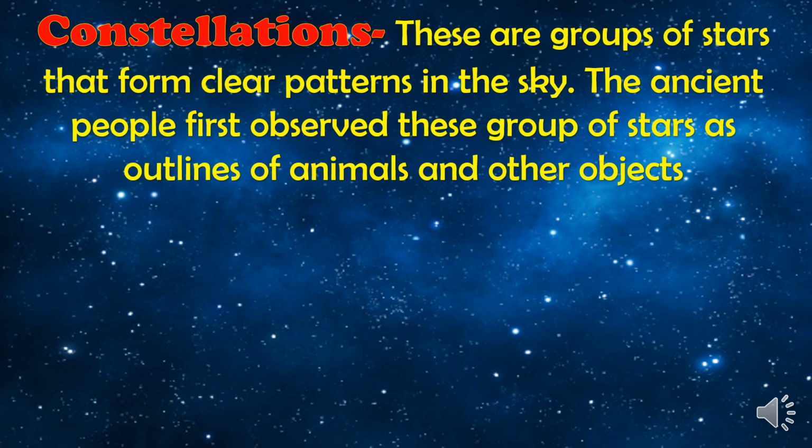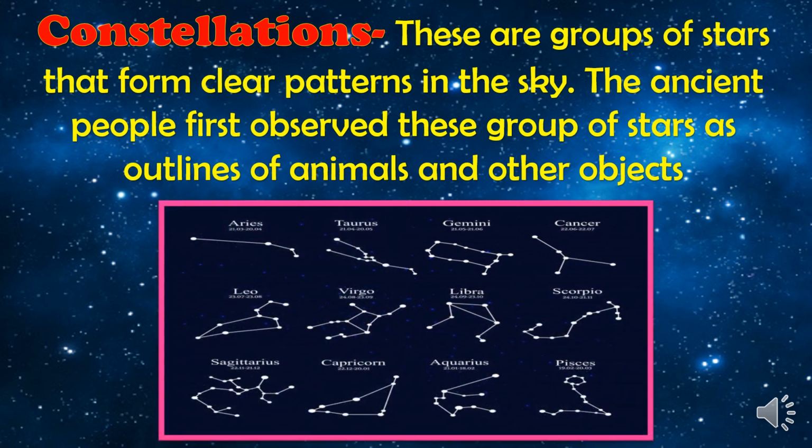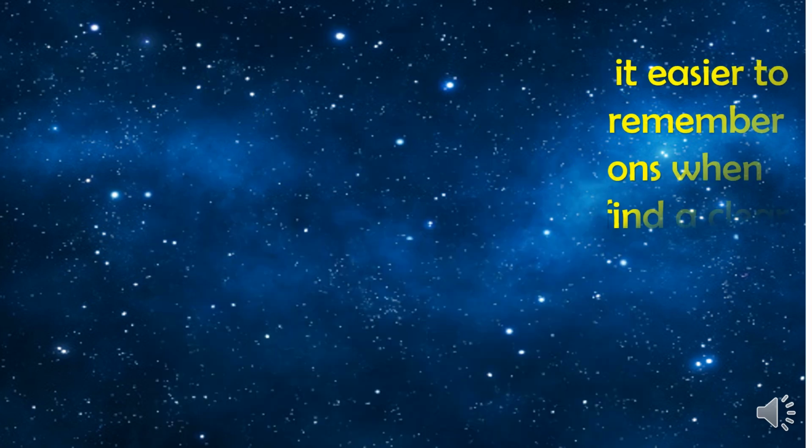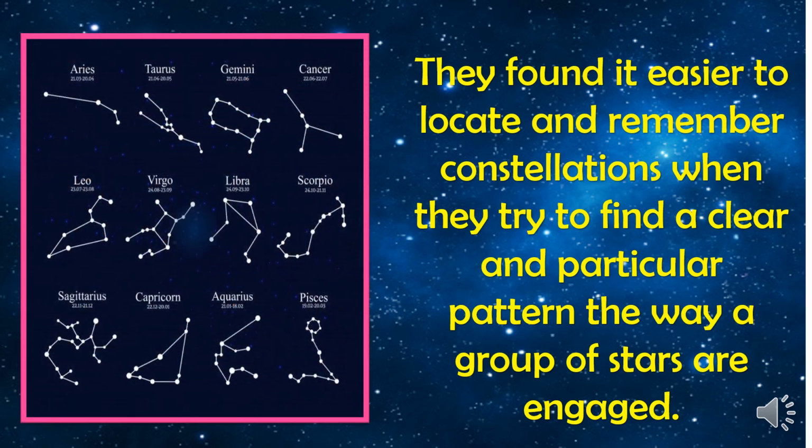This time, let us discuss constellations. These are groups of stars that form clear patterns in the sky. The ancient people first observed these groups of stars as outlines of animals and other objects. They found it easier to locate and remember constellations when they could find a clear and particular pattern in the way the groups of stars are arranged.